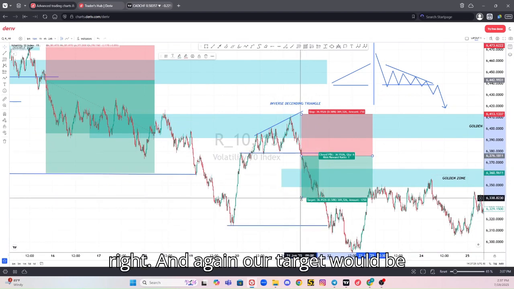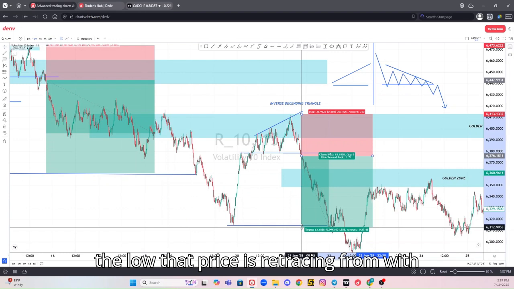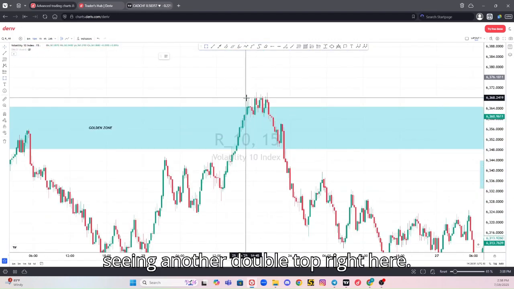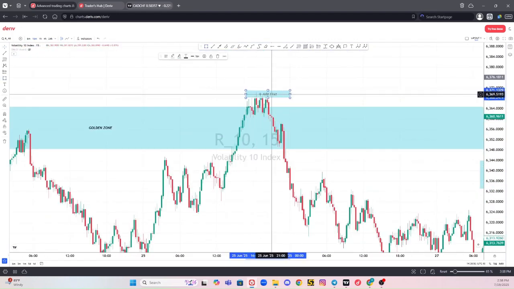And again, our target would be the low that price is retracing from, with the stop loss above that high. We're seeing another double top right here.